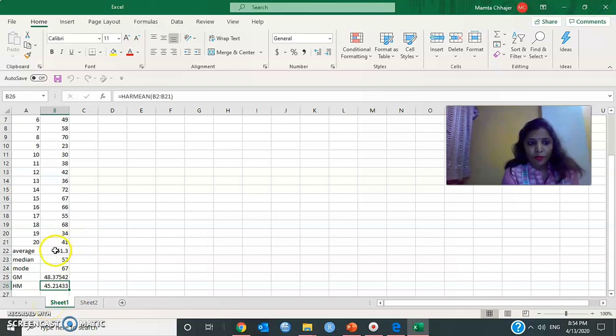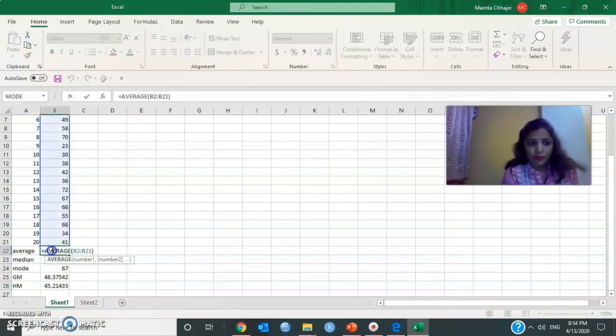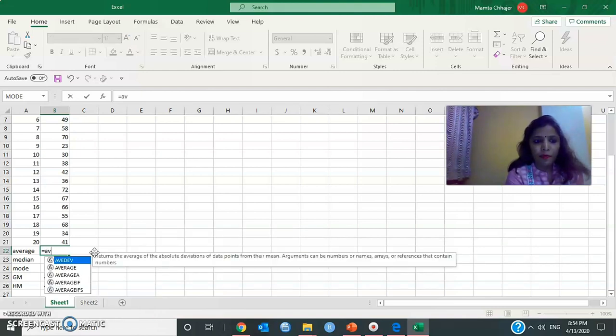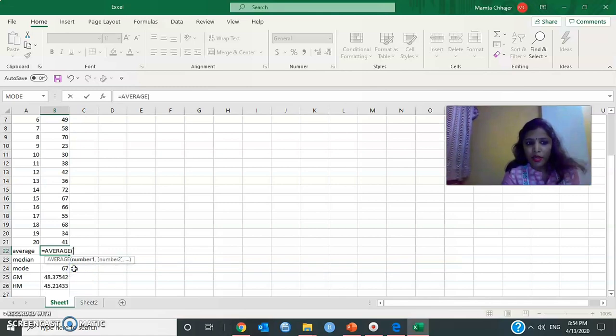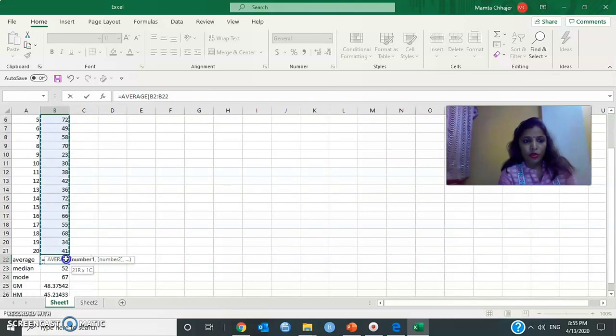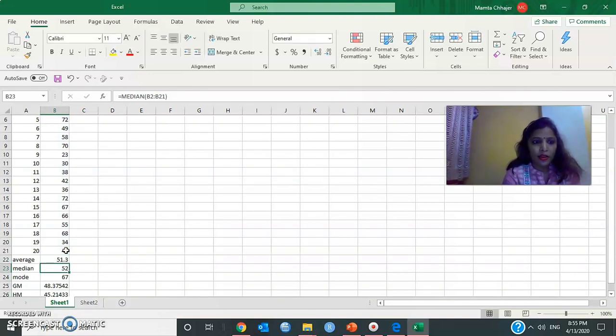So what do I do? I just go to this cell. So I'll show in front of you. Just type the equal to sign and type average. So here it comes and you click average and then you need to select the marks. So whose average you need to consider. So we have selected 20 observations. Now press enter and you get the average.